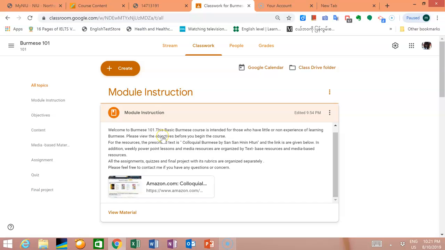So first of all, you will see module instruction, which will give the overview of the courses and what kind of resources will be organized under which title, and what kind of assignments, quizzes, and final project they're required to do. So this gave us a bit of overview of the whole course. For this beginning Burmese 101, we'll be using a textbook called Colloquial Burmese. In order to buy or rent that textbook, the link to it is provided here.